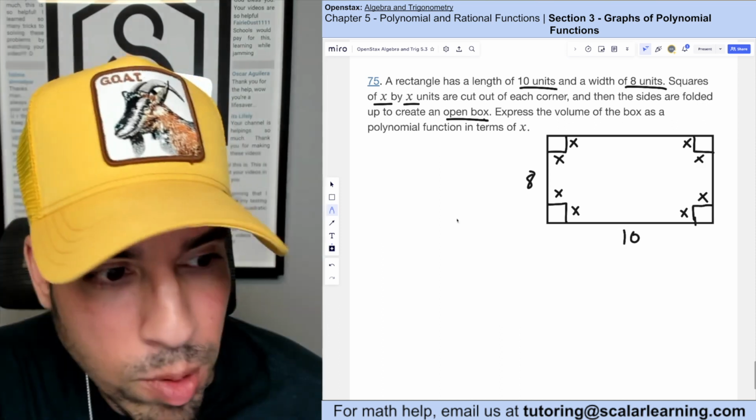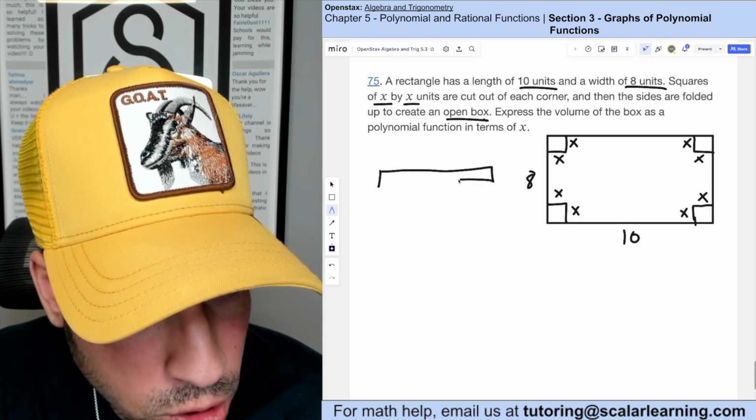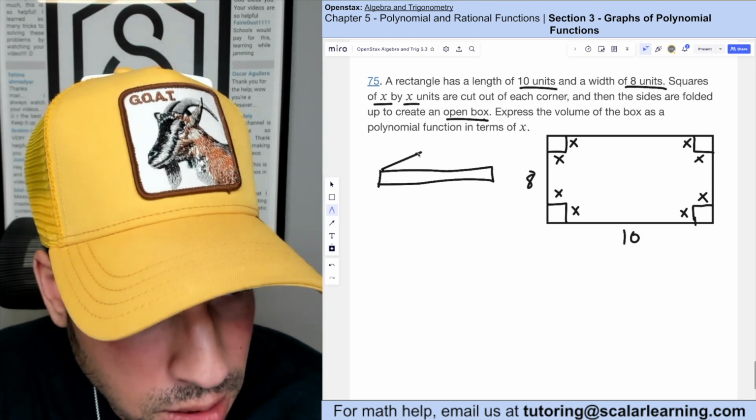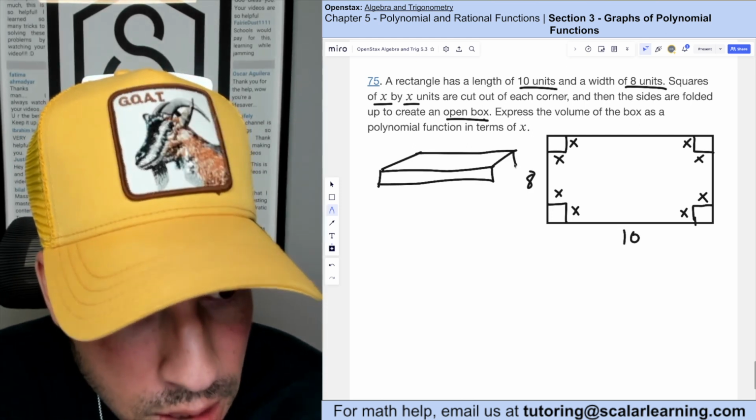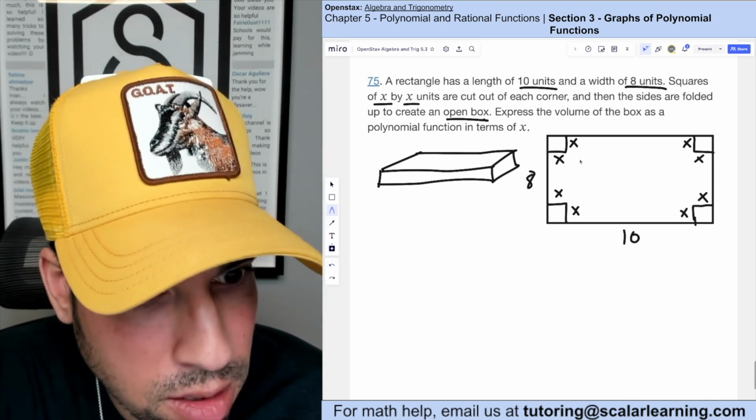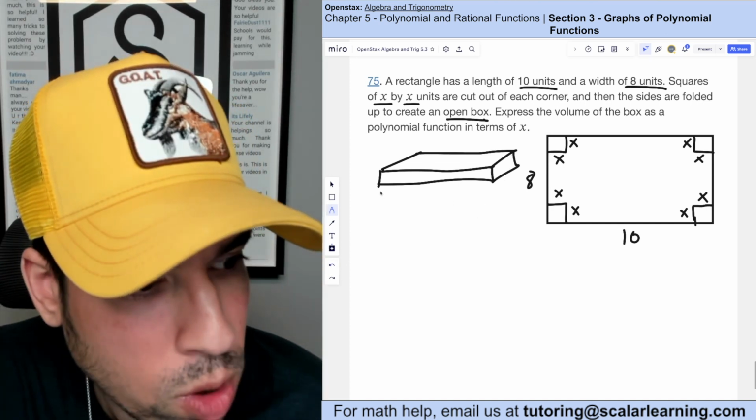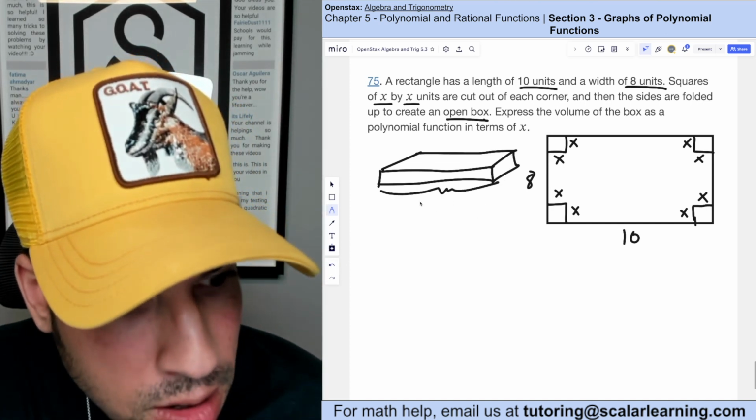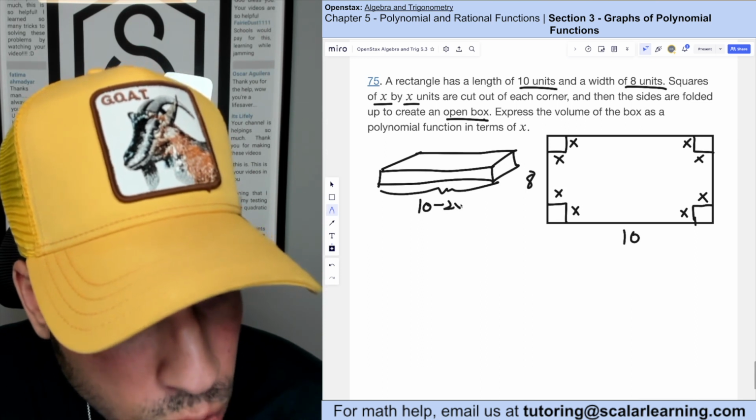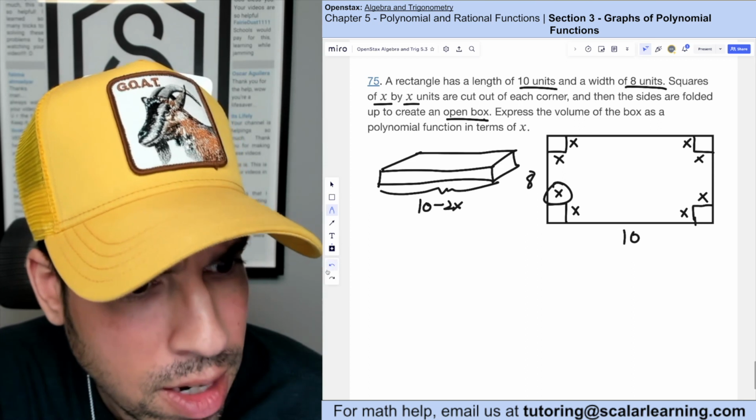And then what's going to happen when this is folded up is it's going to look like a rectangular prism. So I'm going to draw it like this. It's going to be a box that's going to have an open top because this is going to fold up like this, and this side here, for example, would be like this side, something like that. So what the length of this side then becomes is 10 minus 2x because I'm subtracting an x and an x from that 10.